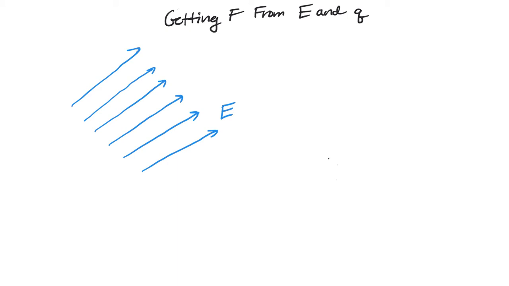So if I were to take a charge Q and place it in the electric field, and I'm drawing it in a different color to emphasize the fact that this Q is not creating the electric field. It's not a source charge, it's a sensor charge. It's feeling the electric field. And let's say that Q happens to be positive.